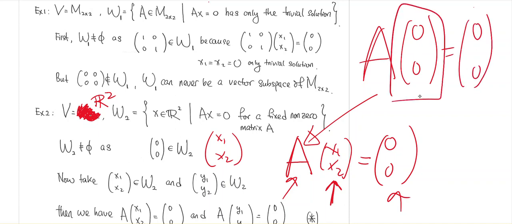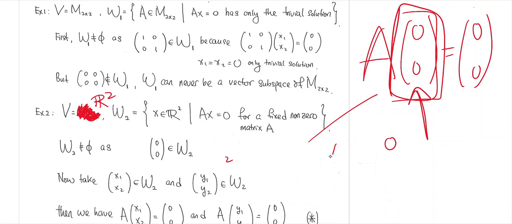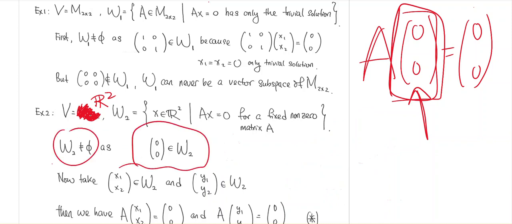So this one here stays in this set. So W2 consists of 0, 0, at least it contains this one element. Because of that, your W2 is not an empty set, because you found one element, the zero element, in W2. All right, so let's see whether or not it is a vector subspace of R2.